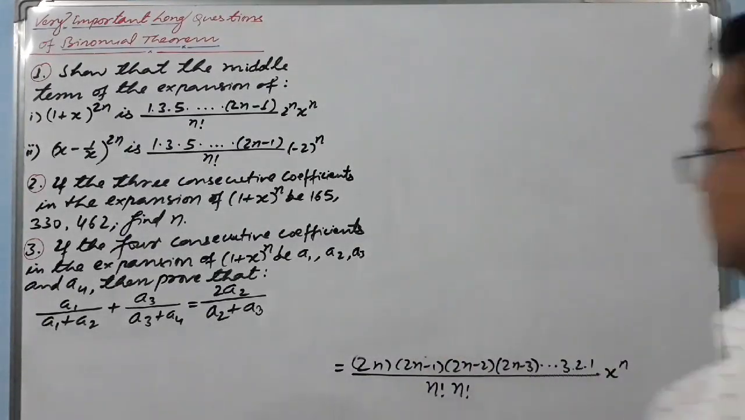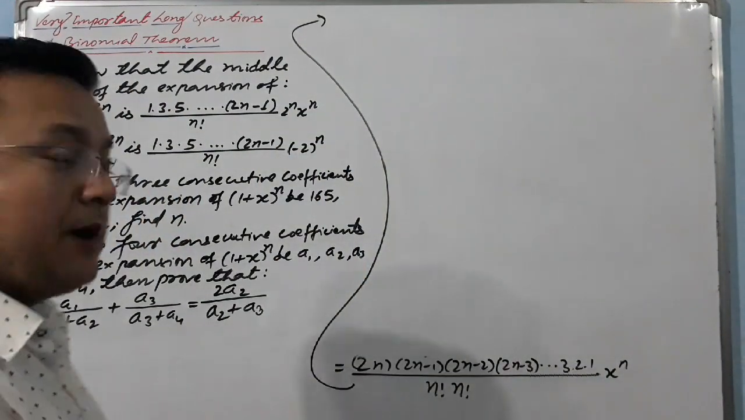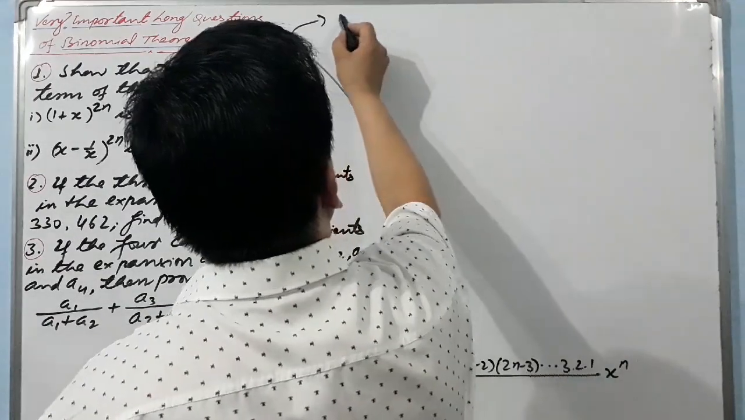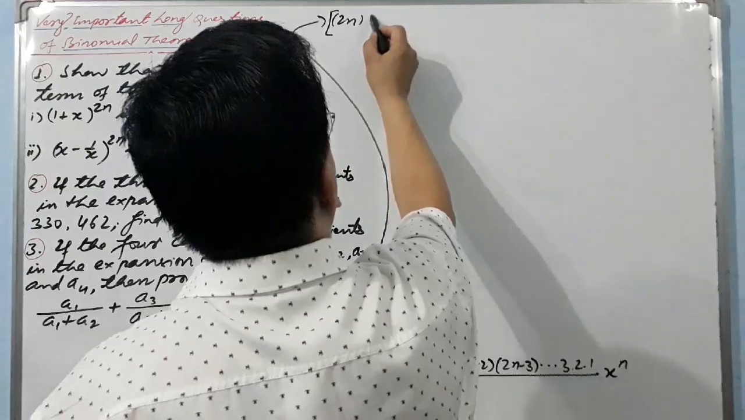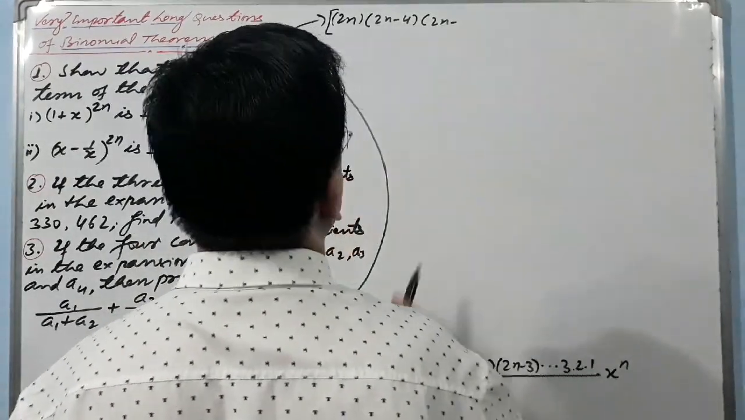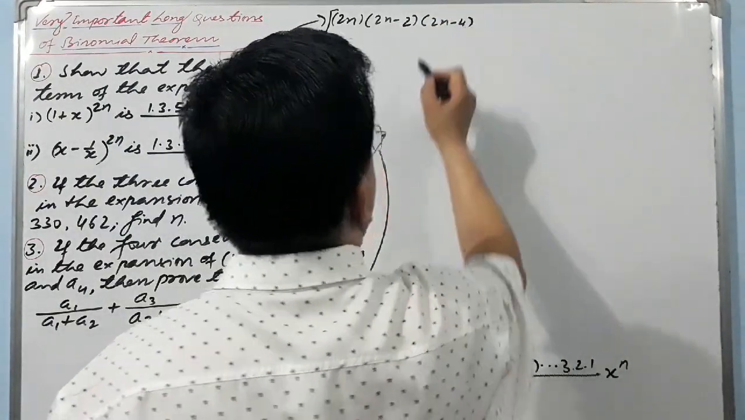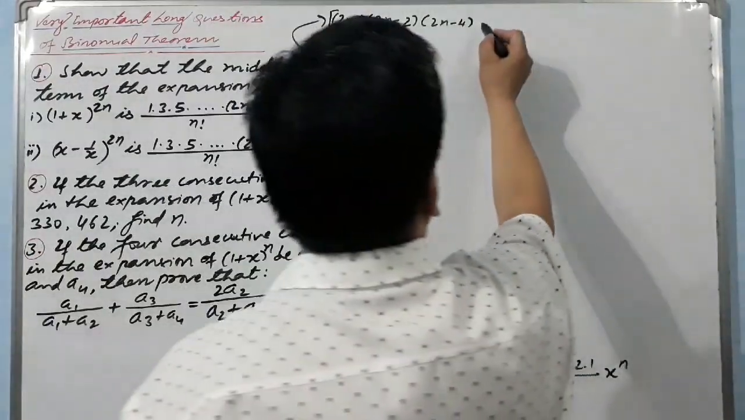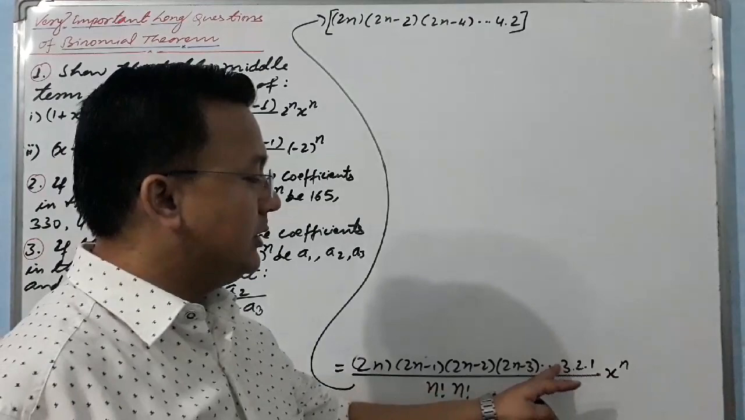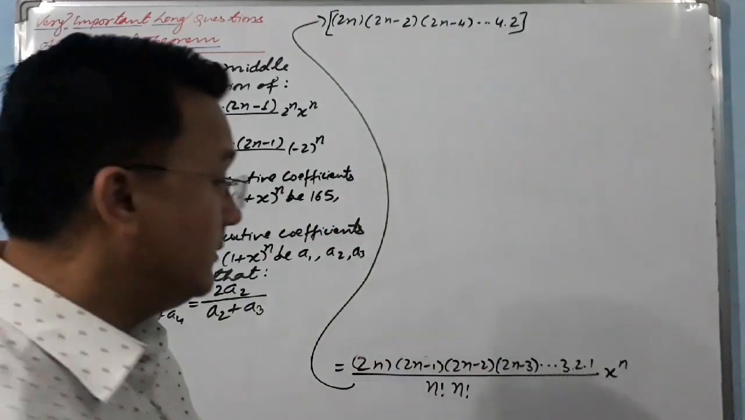After this, you have to collect even and odd terms, even in one bracket and odd in another bracket. See, even: 2n, 2n minus 2, 2n minus 4, and dot dot dot, finally 4, 2. Because next to 2n minus 3 you will have 2n minus 4, you may write it down, no problem here.